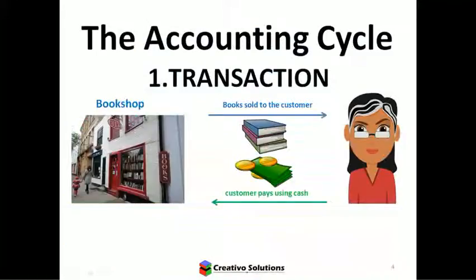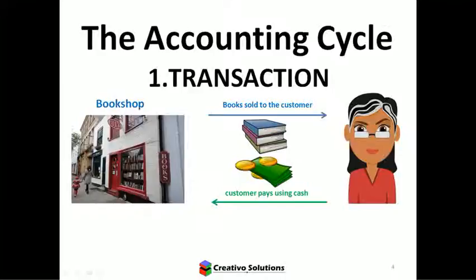Step number one, the transaction. We know accounting is a language for communicating information. So when looking at the actual communication of financial information, we need the data, and the data comes from the actual transaction. So before we have any sort of financial record, there needs to be a transaction between a buyer and a seller. We're looking at the Bookshop here, which is the example we've been following in this particular video series.